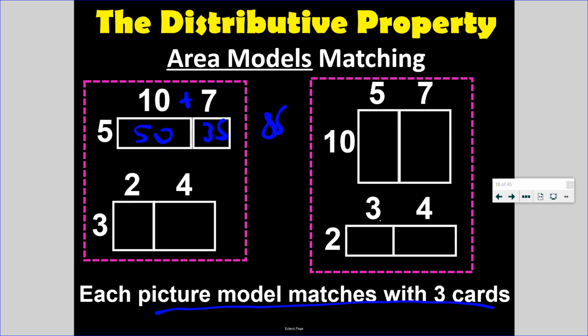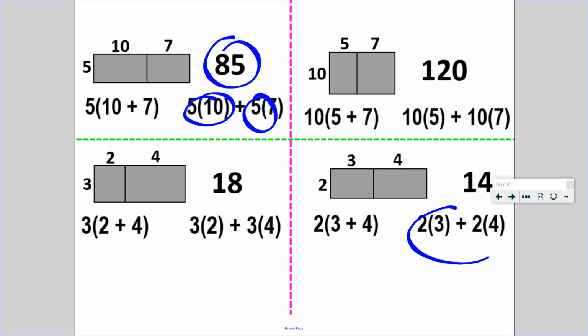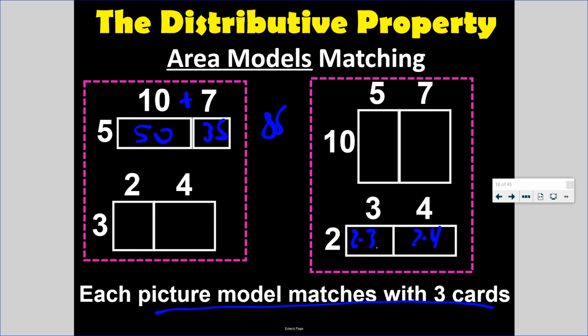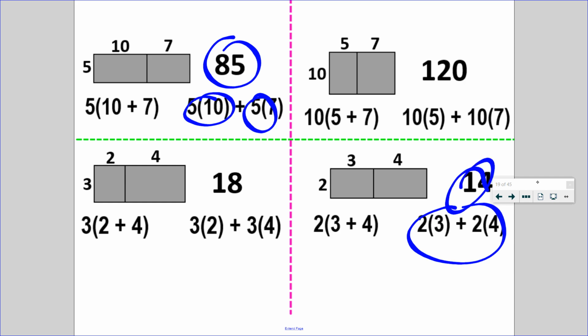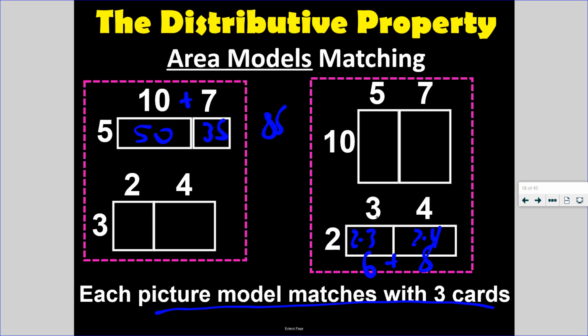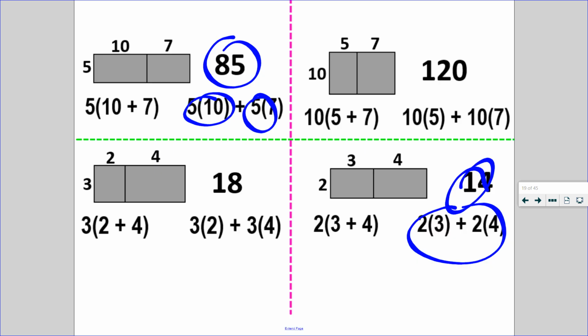So let's try this one. 2 times 3. This is 2 times 4. So it could be represented as 2 times 3 plus 2 times 4 right there. And what is 2 times 3? 6. What's 2 times 4? 8. So 6 plus 8, which is 14. And another way is this is 2 groups of 3 plus 4.